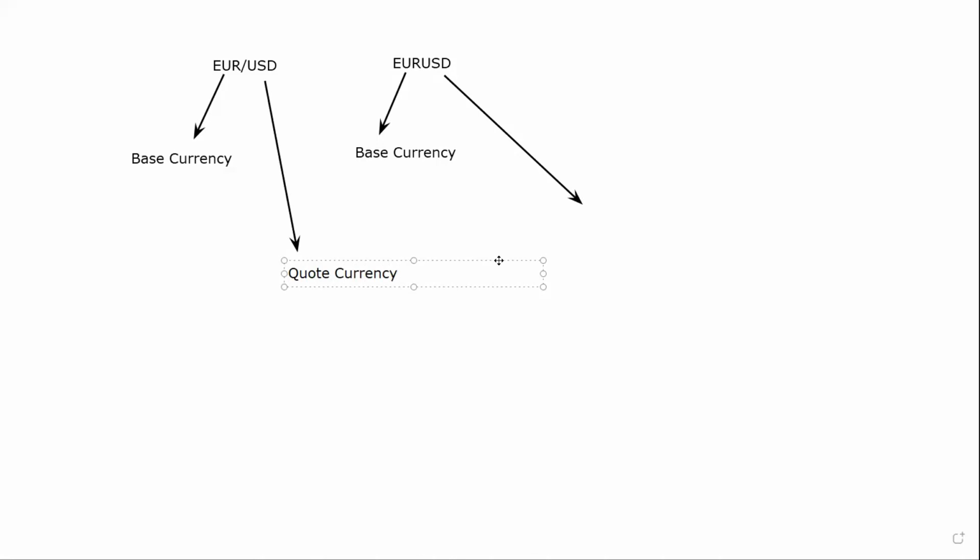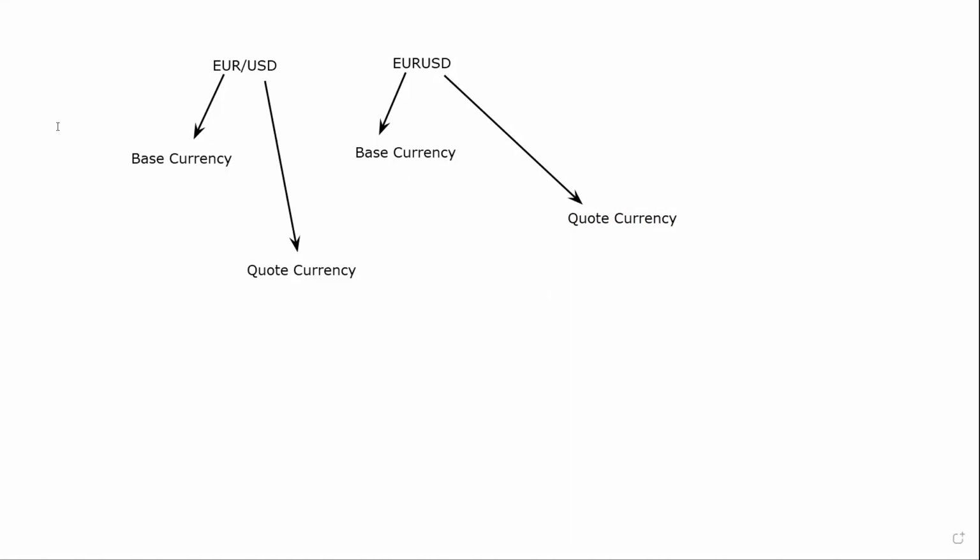Okay. This is known as a quote currency. This is the second currency in a trading pair or in the exchange rate. Remember this rule on how to identify the base currency and the quote currency. The base currency is always the first currency in the exchange rate or a trading pair, and the quote currency is the second currency in the currency pair or the exchange rate. Remember this rule, okay? This is a way to identify the base and quote currency.